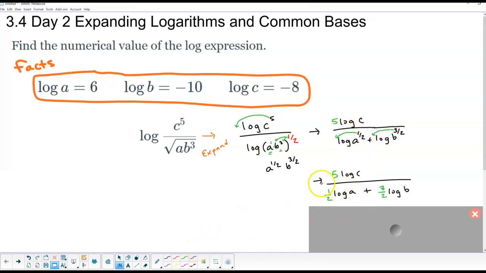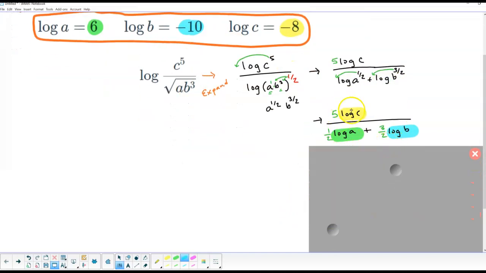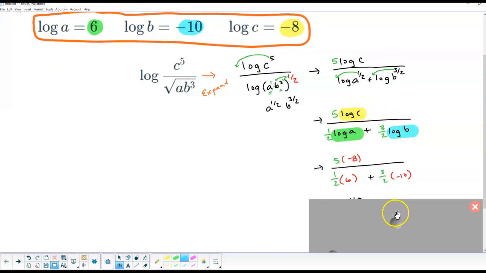Now what's beneficial in doing that, right? What I did was I got the log of C by itself. Wait a minute. I know what the log of C is equal to. I have the log of A all by itself. I know what the log of A is equal to. And I have the log of B, which we know what it's equal to. So once you use your properties of logarithms to expand and write them as a single log expression without any exponents, you can then replace exactly what they're equal to, right? Log of B is negative 10. Log of A was 6. And log of C is negative 8.